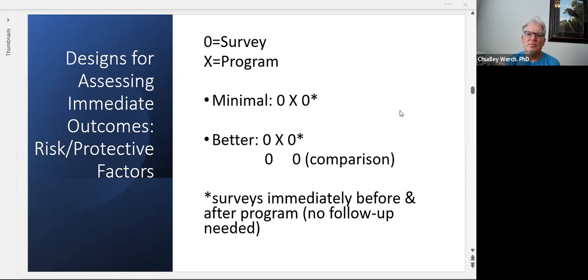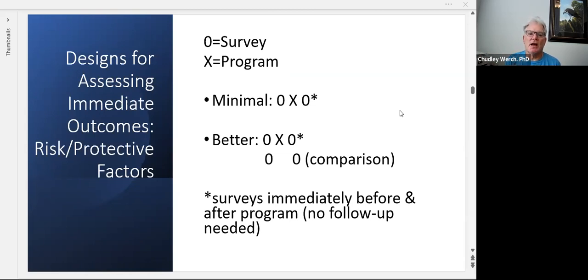That's the minimum design. The beauty of the immediate pre-post survey, the risk and protective factor survey, is we've designed it so that you can collect the pre and the post immediately before and immediately after the lesson. So you can do it all within one setting, and you don't have to follow up with youth afterwards.